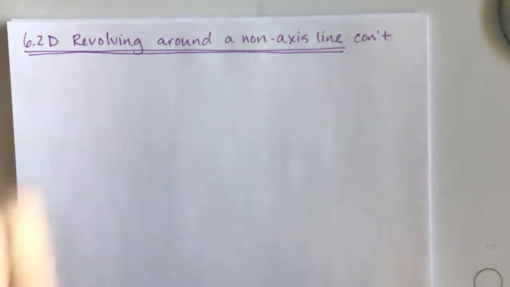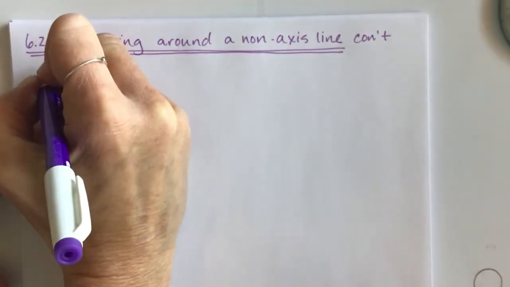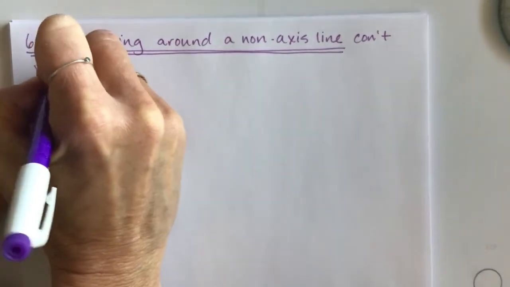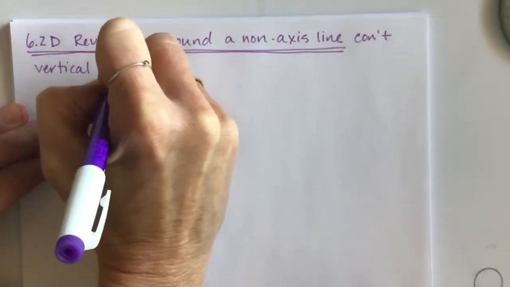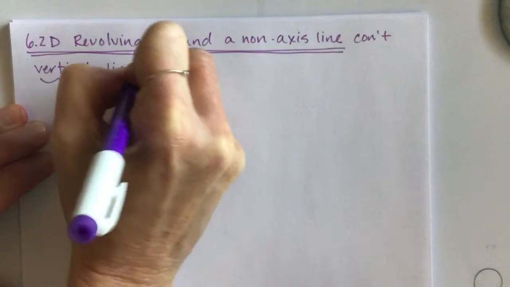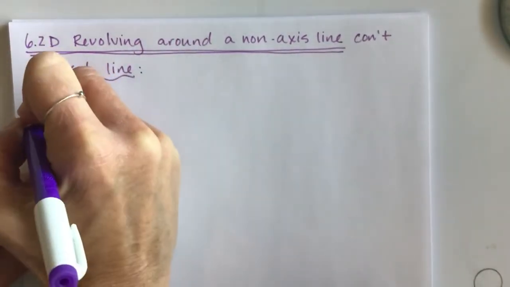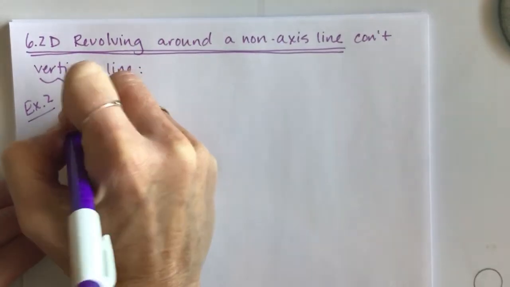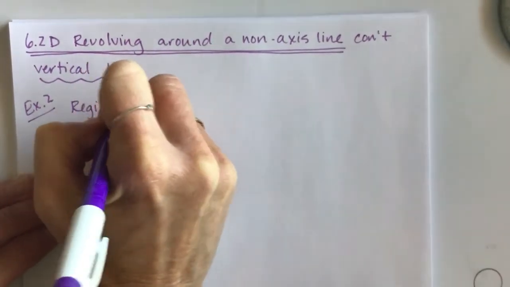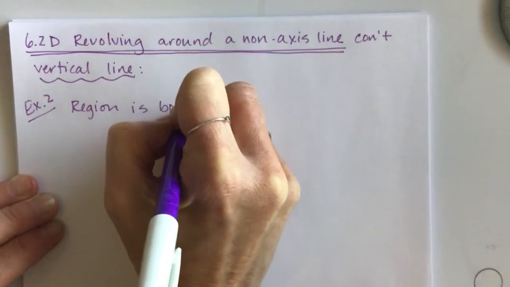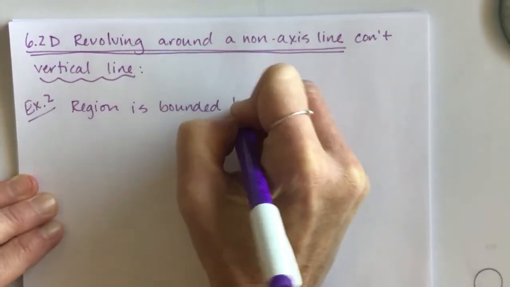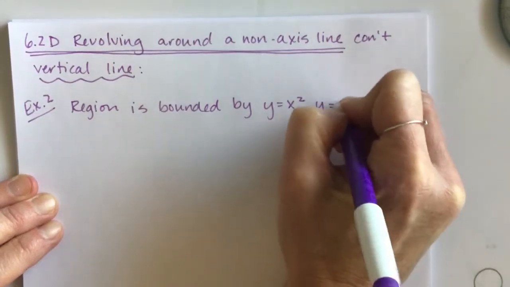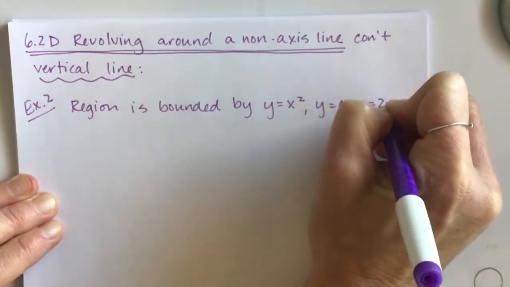So let's do one more example, and it's going to be revolving around a vertical line this time. So vertical line. And I wanted you guys to be able to see this. So example 2 here. So our region is bounded by our favorite function, y equals x squared, and y equals 0, and x equals 2.